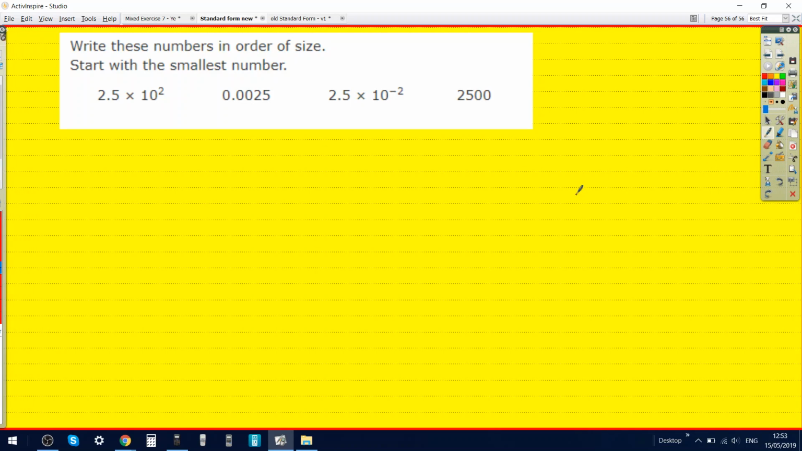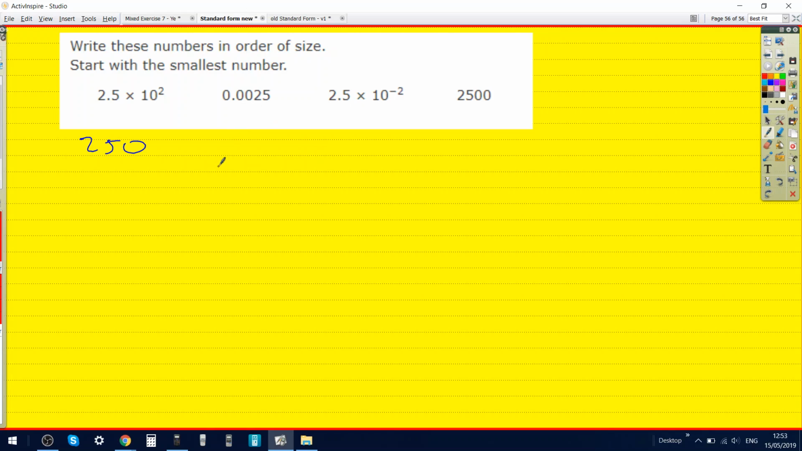Write these in order of size. Start with the smallest number. I guess the trick here would be to write it all as ordinary numbers. Yes. So 25, that's 1, 2. So the first one is 250. Well, not the smallest number, but it's technically 250.